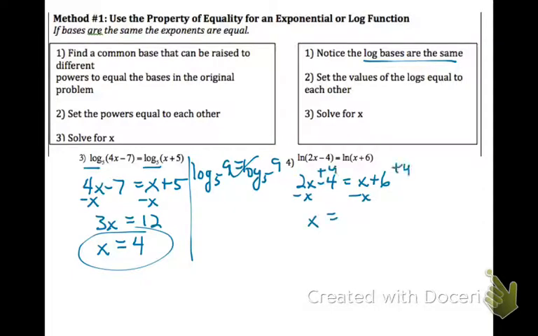So x will equal positive 10. And then just a quick check. So we have the natural log of 20 minus 4, which is 16, equals the natural log of 10 plus 6, which is 16. So that checks.